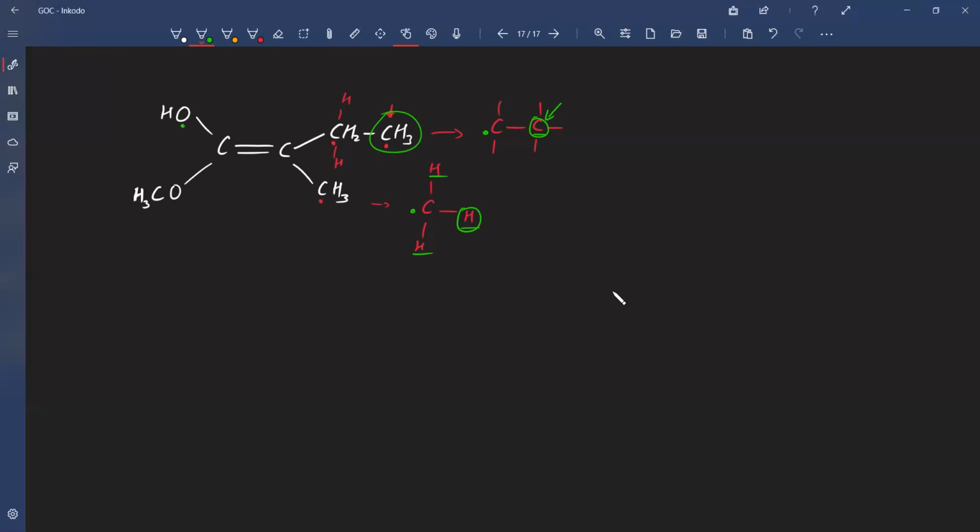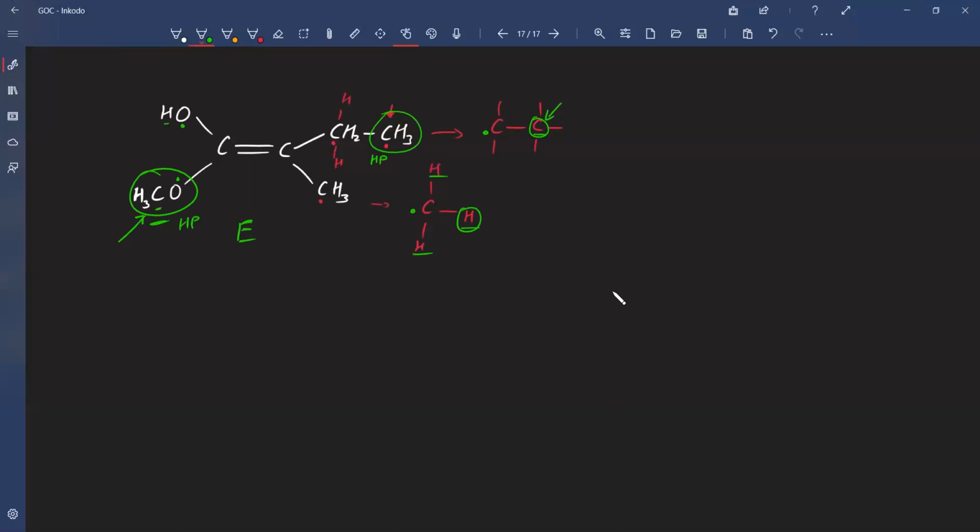Compare this again. Oxygen and oxygen are same. So what are you going to do next? See here hydrogen, here carbon. So this is crystal clear. This is the higher priority. So higher priority and higher priority are on the opposite side. So the configuration is E configuration. Is it clear?